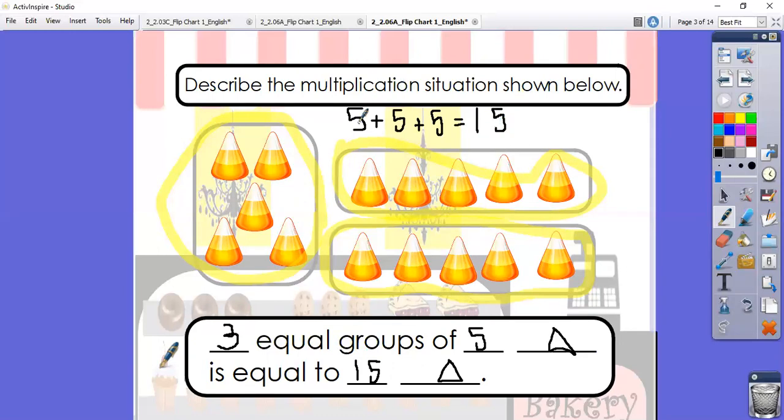How many 5s do I have? 1, 2, 3. I have 3 groups, look, 3 equal groups of 5. So I'm going to say 3 times 5 equals, and I still know I have 15 of those candy corns.